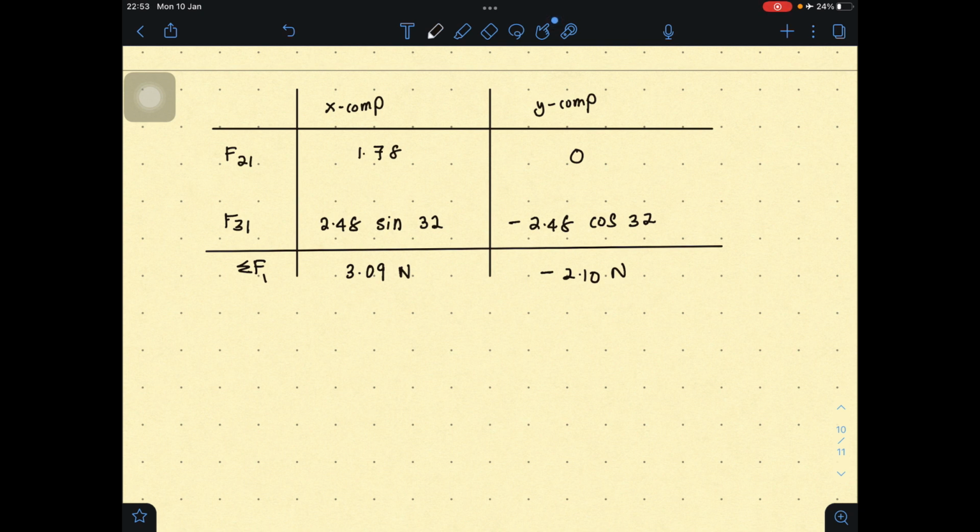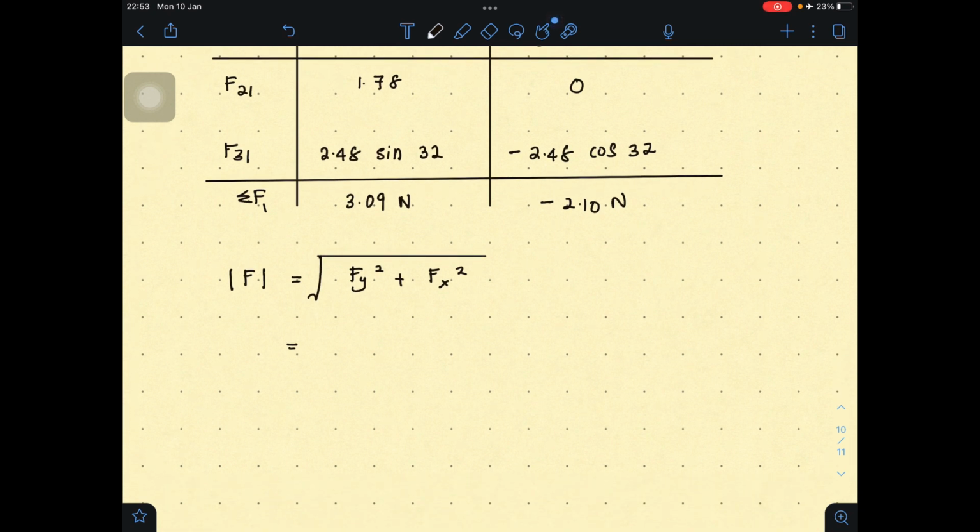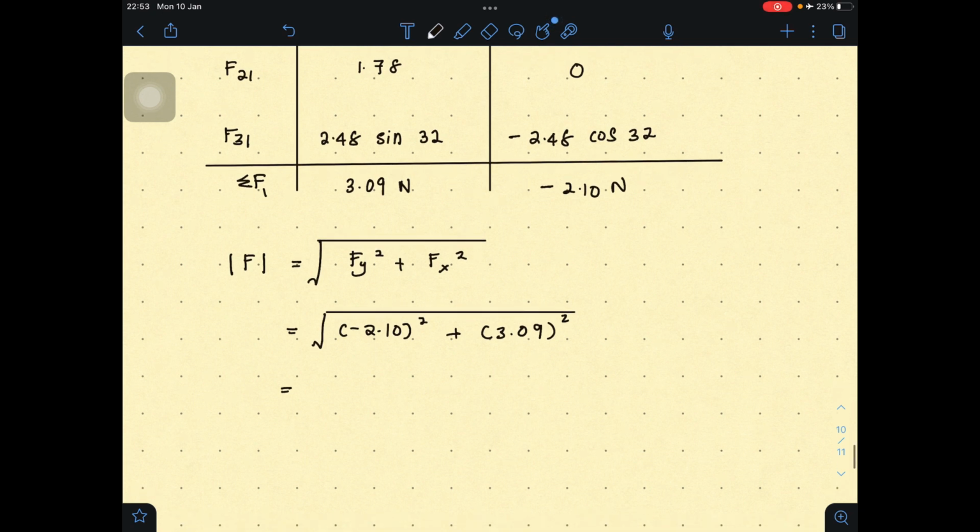And then the next step is to find the magnitude. Okay, to find the magnitude, okay, remember again we need to find Fy square plus Fx square and then square rootkan. So you just masukkanlah Fy is negative square and Fx. And then you will get F is equal to 3.74 Newton. So this is only the magnitude.